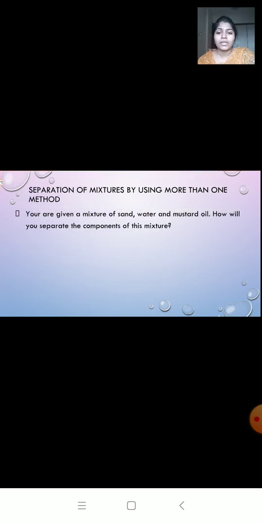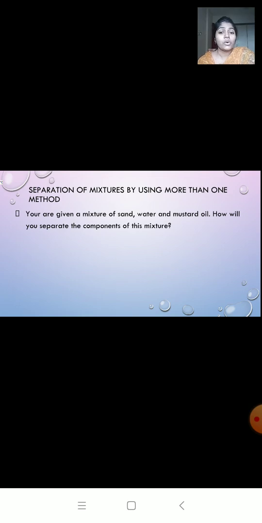Third one, if you are given a mixture of sand, water and mustard oil, how will you separate the components of this mixture? So over here we have a mixture of sand, water and mustard oil. How will we separate them? Now we know sand is insoluble in water, so it will remain there only. Even oil and water are immiscible, so they will not mix with each other.